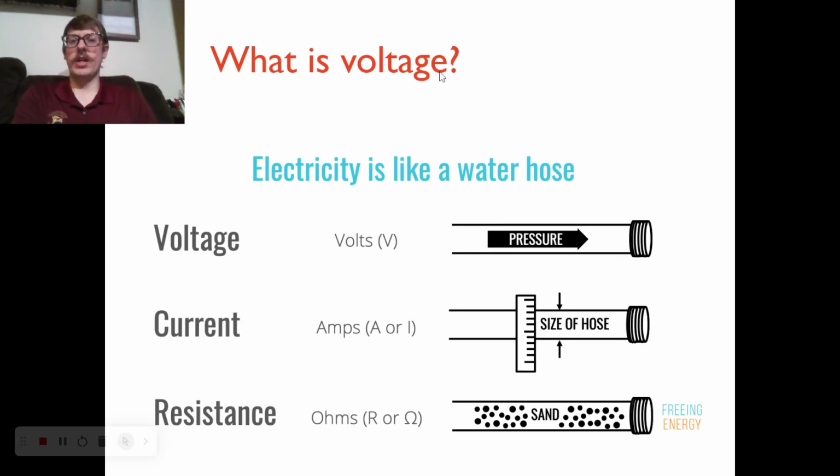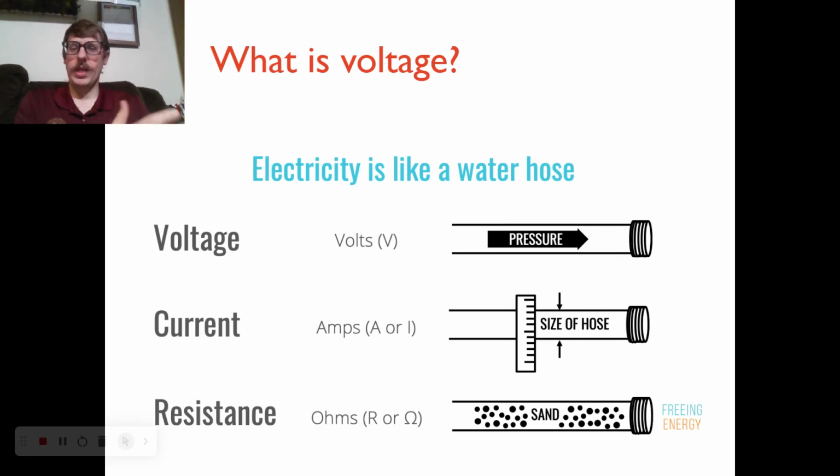So we talked about voltage. You've heard that word voltage before, 9-volt battery, maybe. What does it mean? Well, electricity, you can think of it like a water hose. So the voltage is like the pressure inside that water hose or the wire. Like how much push is there to get it through.